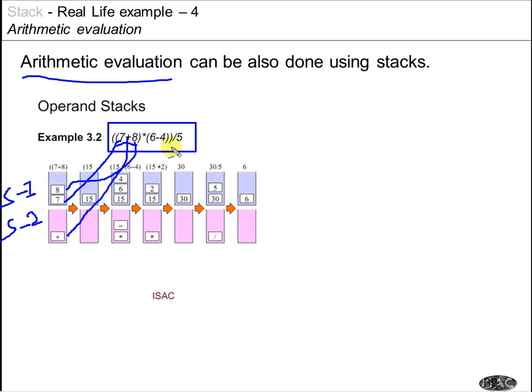Once we reach here, we take care of this division and 5. So we put the division here and then 5 here, and then we get 6. So this is the result of arithmetic evaluation using a stack.